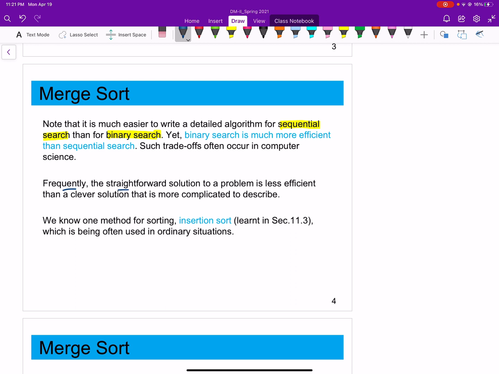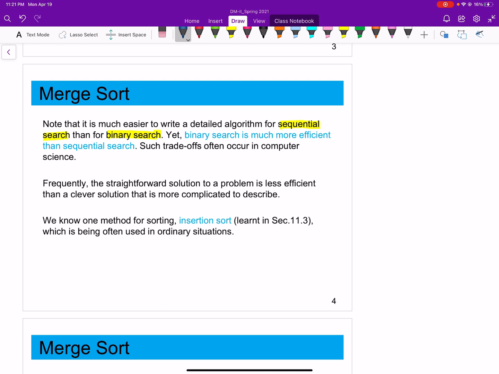Frequently, the straightforward solution to a problem is less efficient than a clever solution that is more complicated to describe. That's true, right? Straightforward solutions are less efficient. At the same time, the clever solutions are more complicated to describe. This is common sense. We know that.